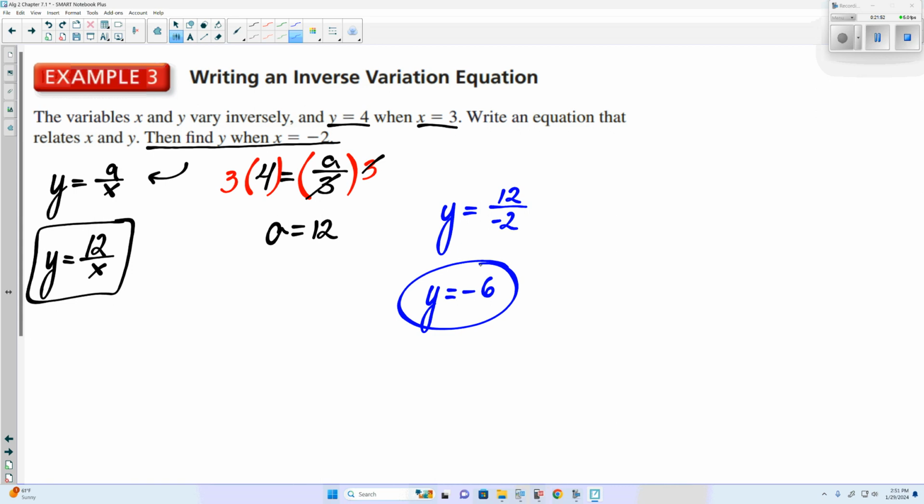Questions on this here? On which part? Then find y when x is negative 2. Yeah, because it said, what's y when x is negative 2? So we plug negative 2 in for x. 12 over negative 2 is negative 6. Does that make sense? Okay. Need a second to write that down?